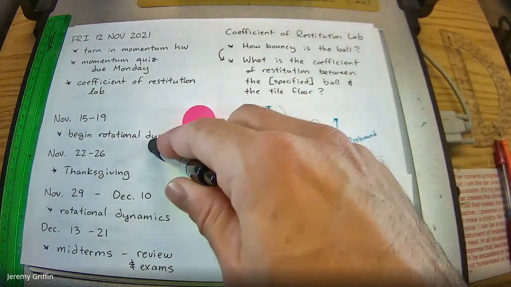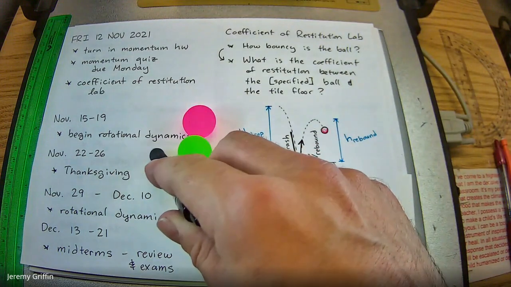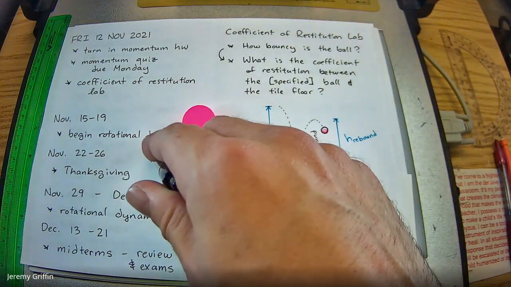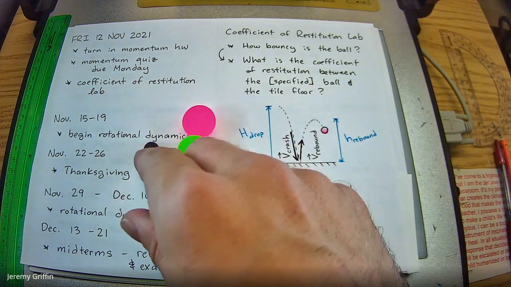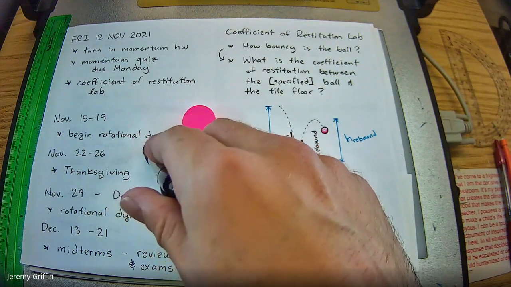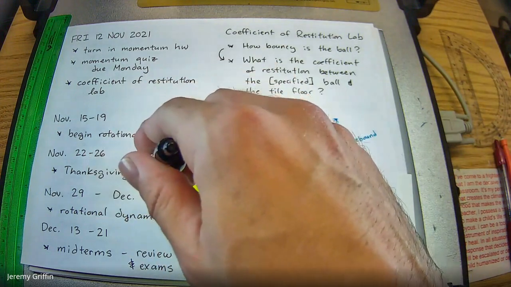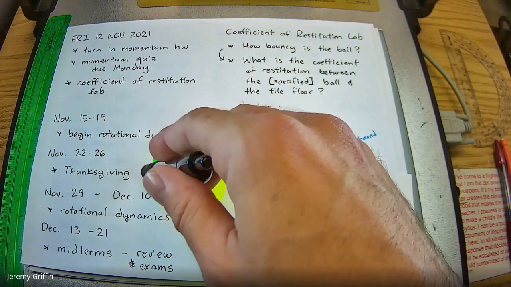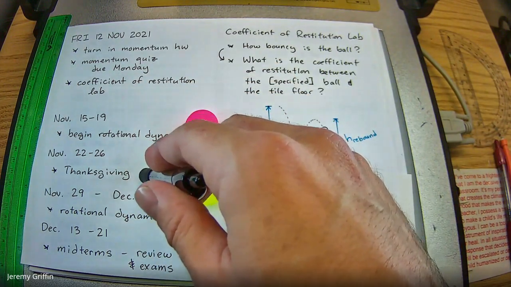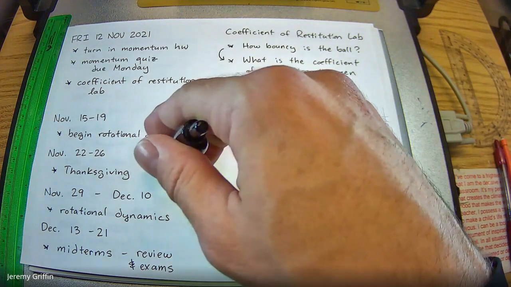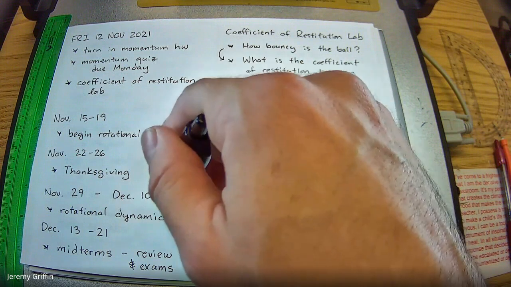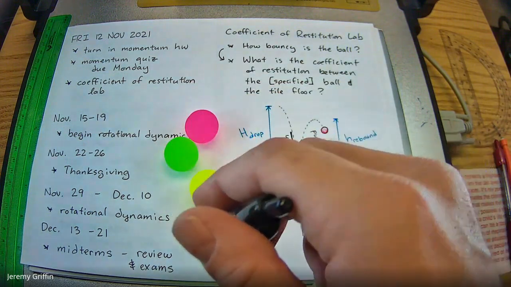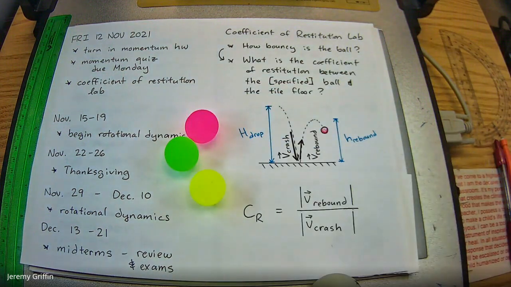When you come back from the weekend, we're going to start the last topic before the midterm, which is going to be rotational dynamics. You've seen a little bit of rotation stuff so far, so we're going to go back and do that. Then we get the whole week for Thanksgiving, so no school that entire week. When you come back from that week, we'll finish rotational dynamics, probably taking a couple more weeks, and then we'll go into midterm review and the midterm. So that's what we're doing there.